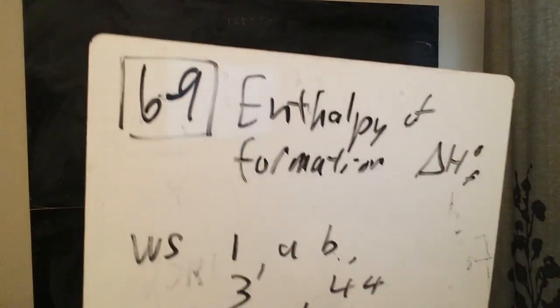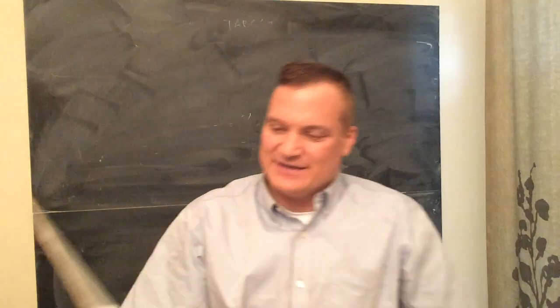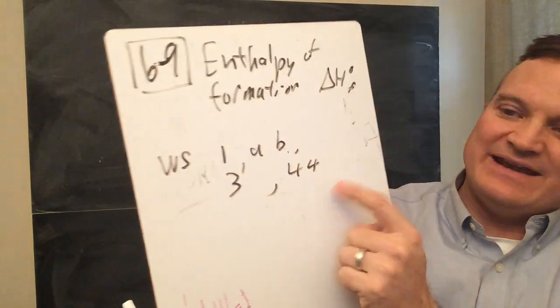6.9, enthalpy of formation, delta HF, and standard enthalpies of formation, it says. Standard, yeah, standard should have mentioned. Worksheet to number 1, A and B, number 3, and now 44.